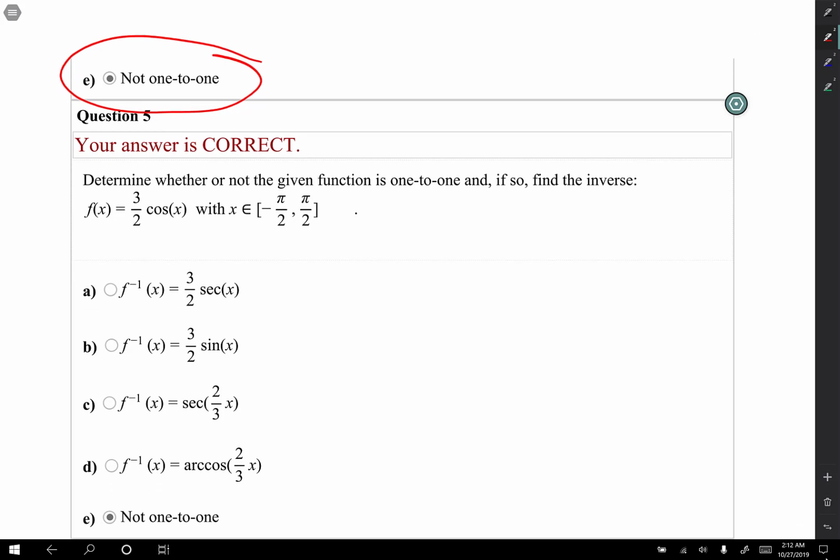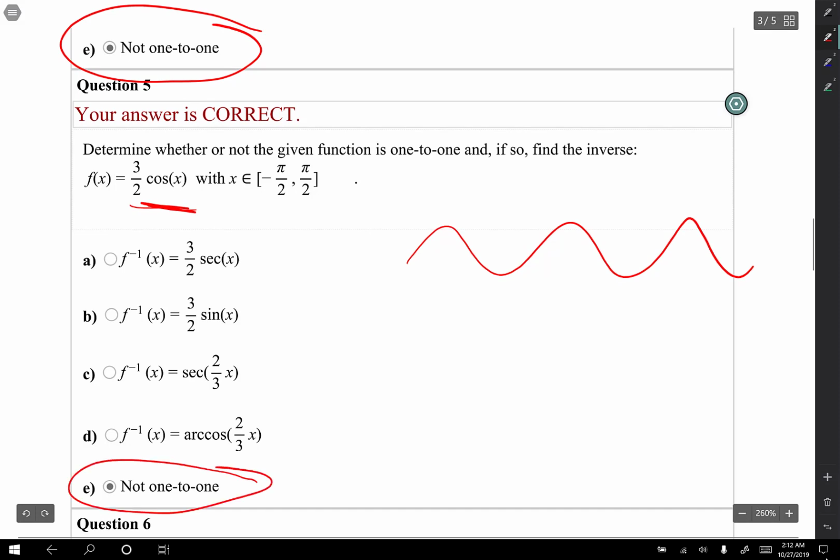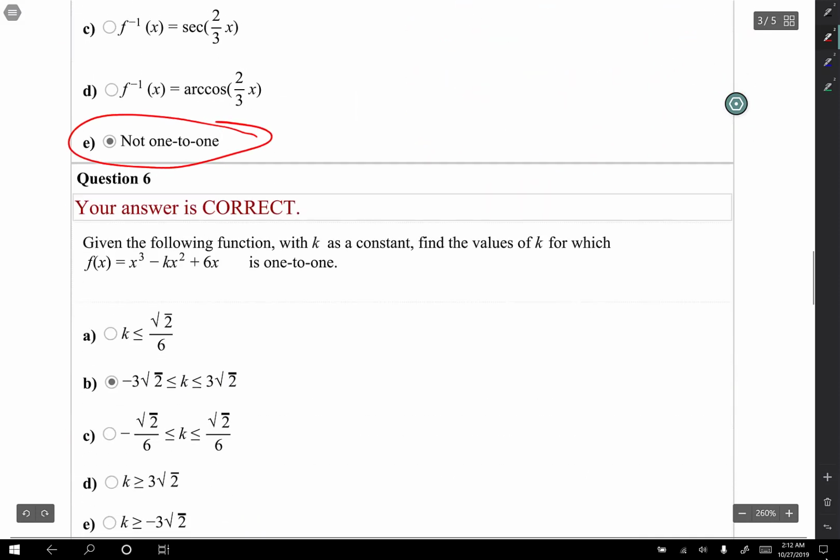All right, let's keep going. Determine whether or not the given function is one-to-one. Okay, this is a wave, guys. So it just keeps doing this. Obviously, if you have a sinusoidal wave, you're not going to pass the horizontal line test. So it's not one-to-one. All right, let's keep going. All right, so here we go.